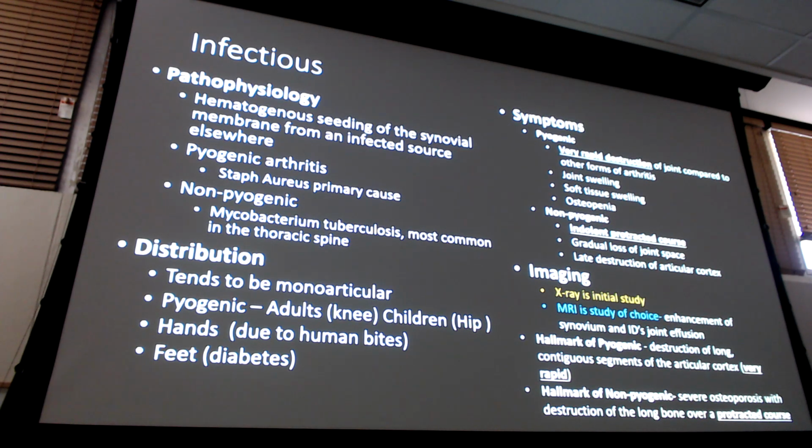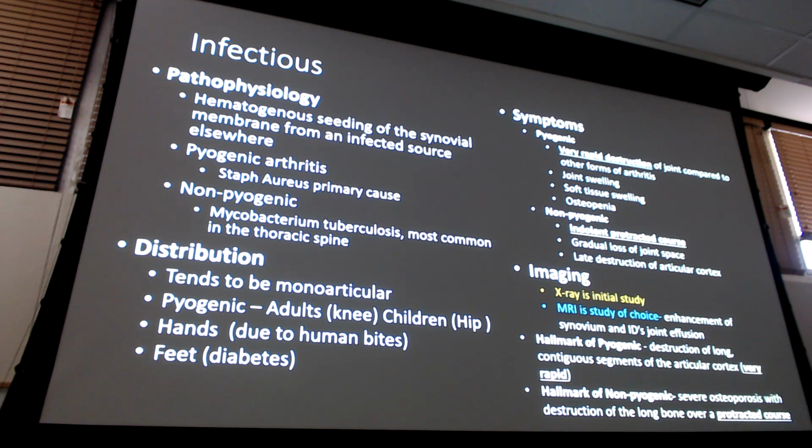X-ray is your initial study. Every other arthritis has been X-ray as a study of choice. Infectious arthritis is MRI. Same thing as that osteomyelitis, because we're looking for the infection. MRI is your study of choice for infectious arthritis. X-ray has been the study of choice for all the other ones. So don't get excited when you see arthritis and you just want to hit X-ray. Figure out which one I'm asking for first.